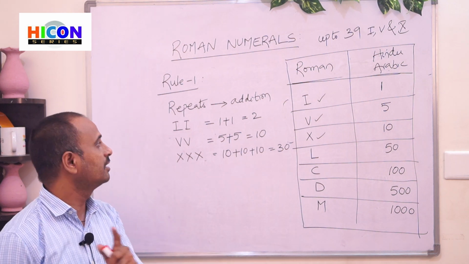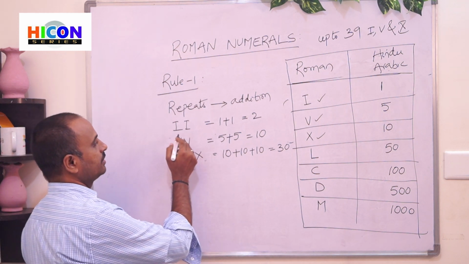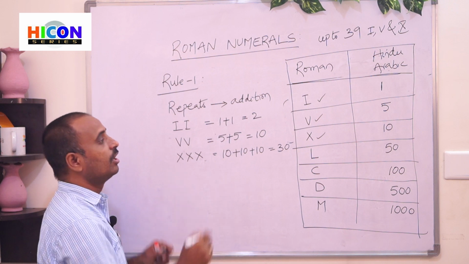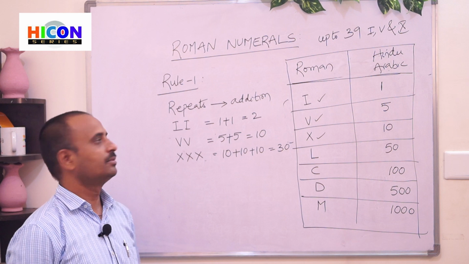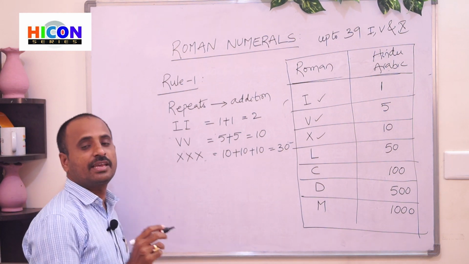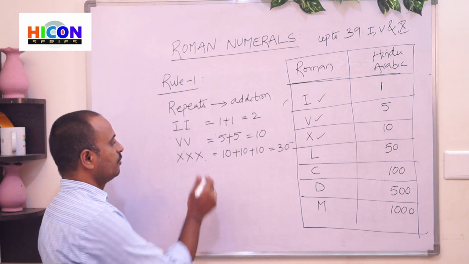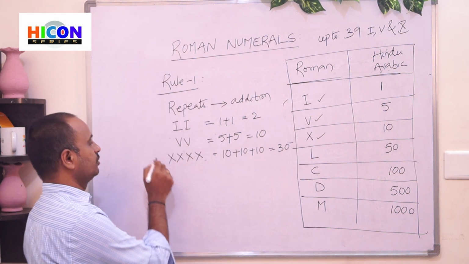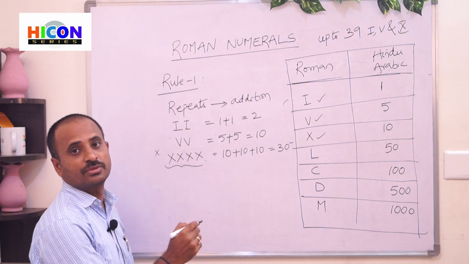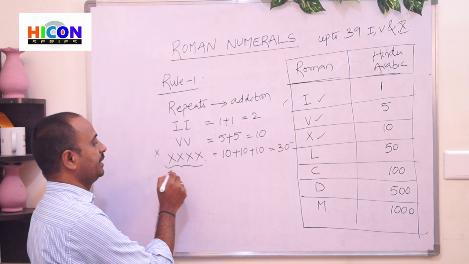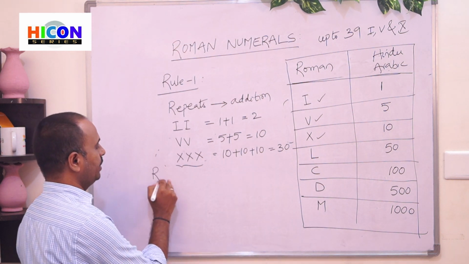And children, keep one more point. I and X cannot be repeated more than 3 times. That means X should not be repeated 4 times. So only I and X should be repeated at most 3 times. Next, rule number 2.